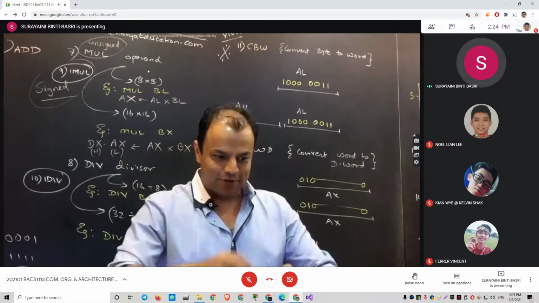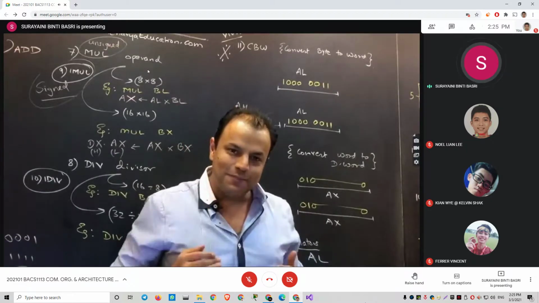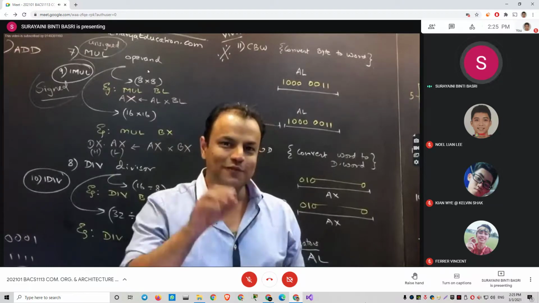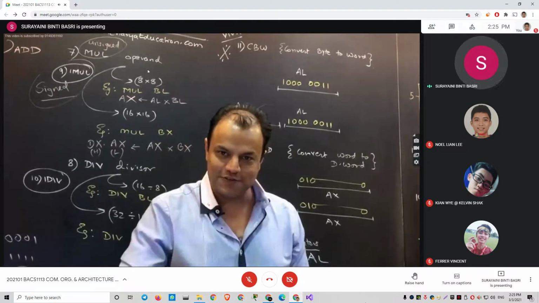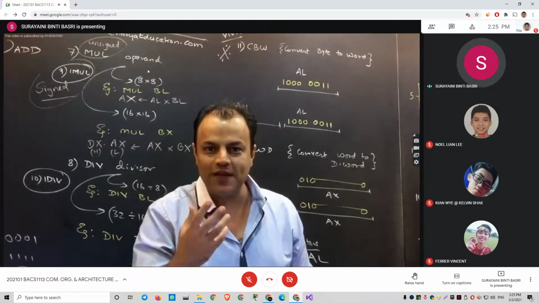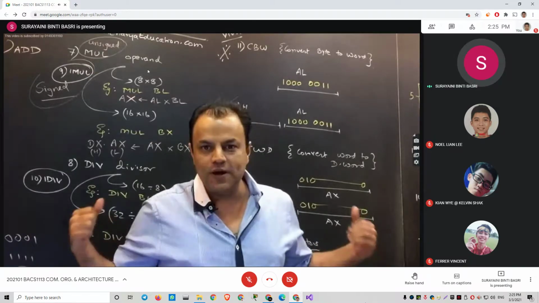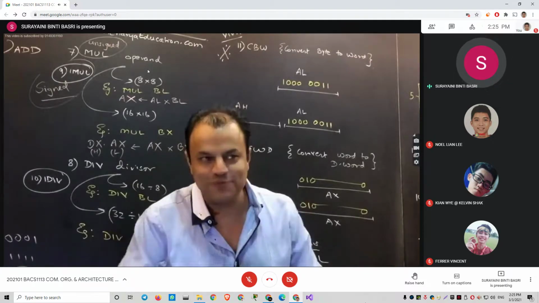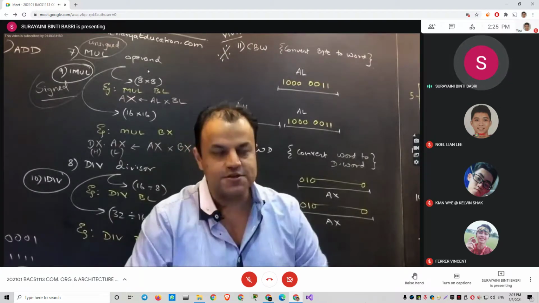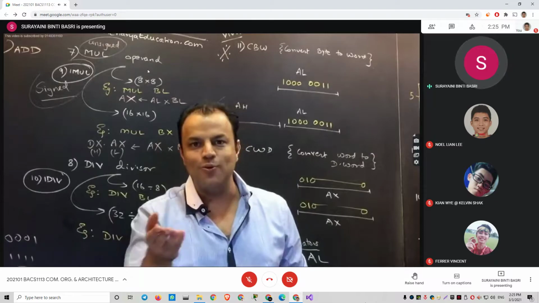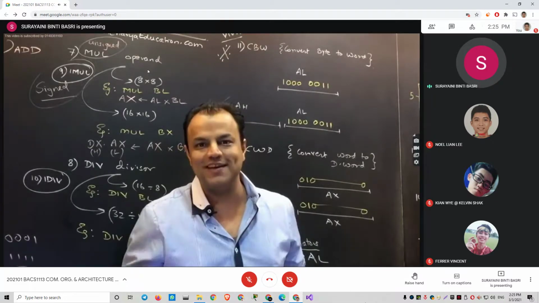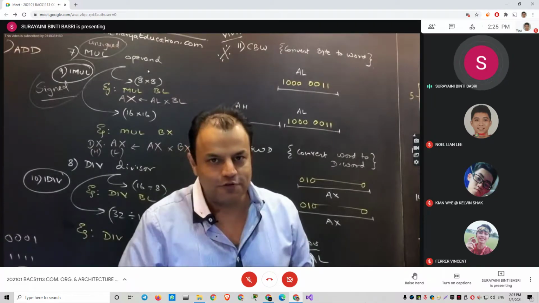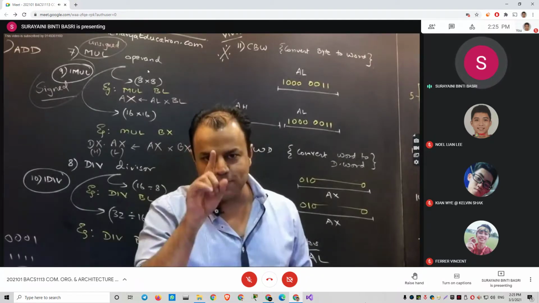The concept of dividing a smaller number by a bigger number is useful when you can get fractional answers. Fractional numbers are called floating point numbers. 8086 does not deal with floating point numbers. Are you listening to what I'm saying? Here we don't get fractions. If you do 7 divided by 2 as an example, 7 divided by 2 is 3.5. But 8086 will not give you 3.5. It will give you 3 as the quotient and 1 as the remainder.